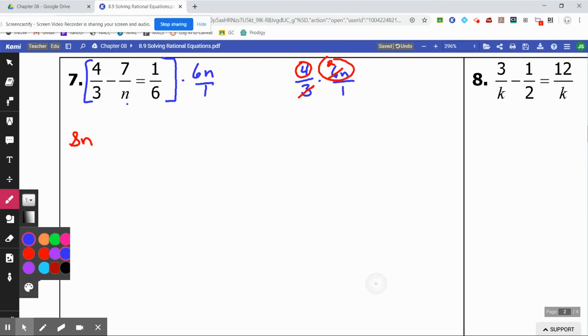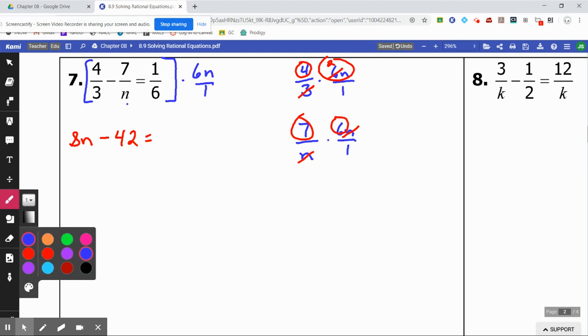When I do -7 over n times 6n. If I did it correctly, again, the bottoms should cancel with something on top. And it leaves me with a 7 times a 6, which is going to be, don't forget that negative sign there, a minus 42 equals, let's try our third one. When I do 1 over 6 times my 6n, 6's cancels and leaves me with just the n.